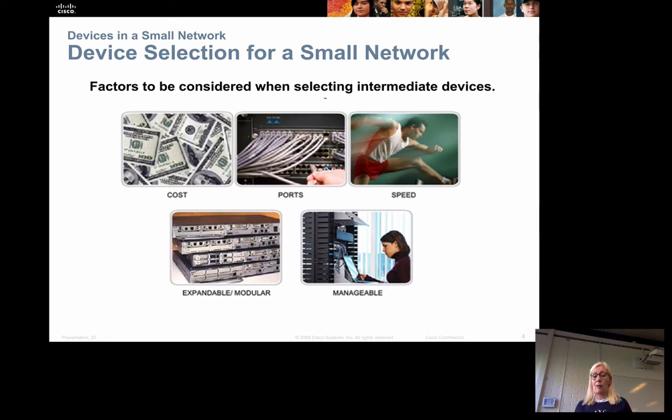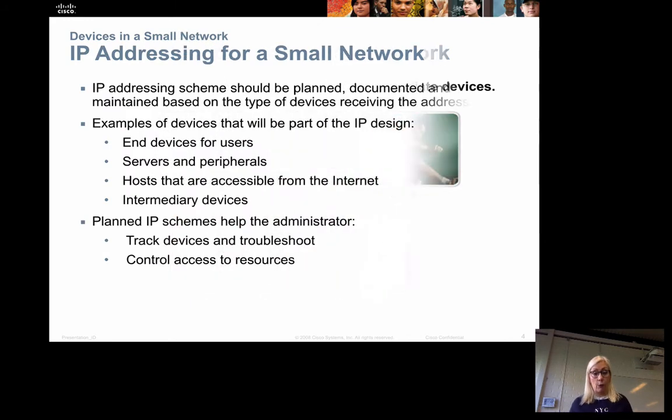Our switches and other devices, do they need to be expandable somehow, or is it a fixed number of ports? Are they modular? Can we just interconnect them with special cables? And are we able to manage the devices, both the switches and the routers, for instance?